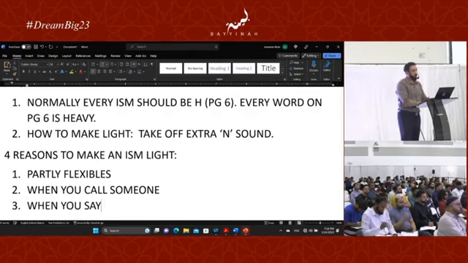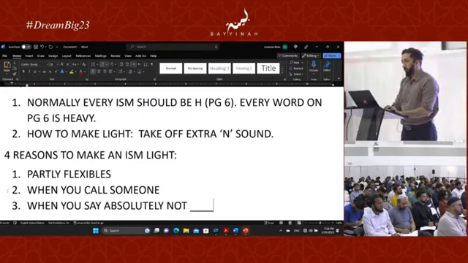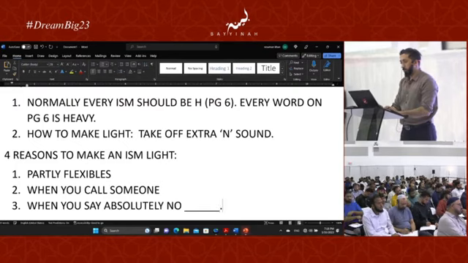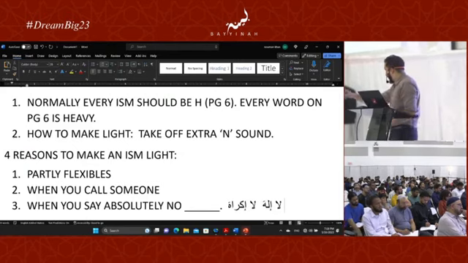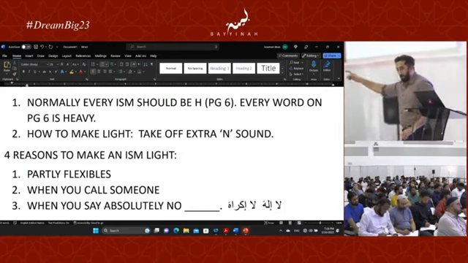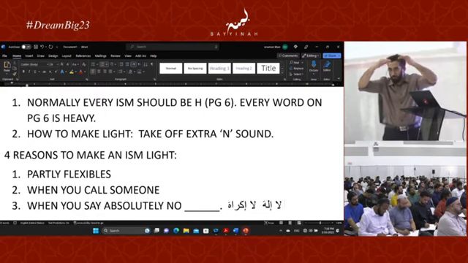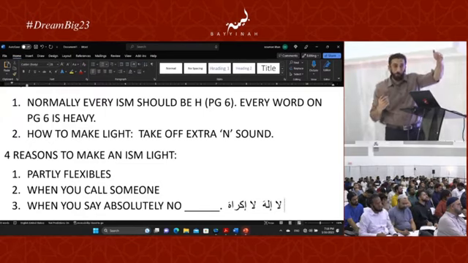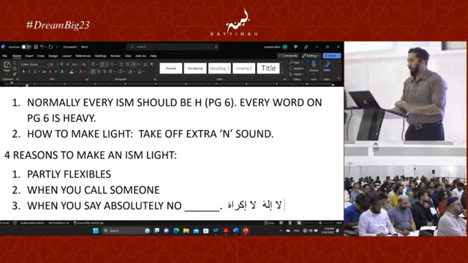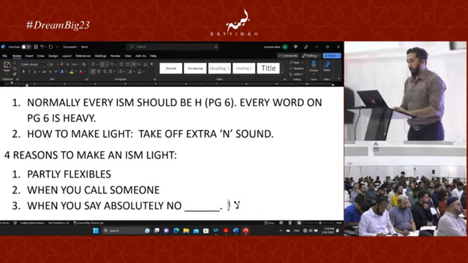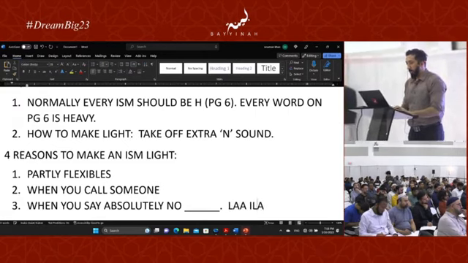When you say absolutely no, fill in the blank, absolutely no ism, like la ilaha or la ikrah. Remember these? When you say absolutely no something, I give you the example of la bay'un wa la khullatun. When you say absolutely no, what was the difference? You were making those words light, like we say in the Shahada. So you don't have to know how to write Arabic. You can write it like this, like La ilaha.